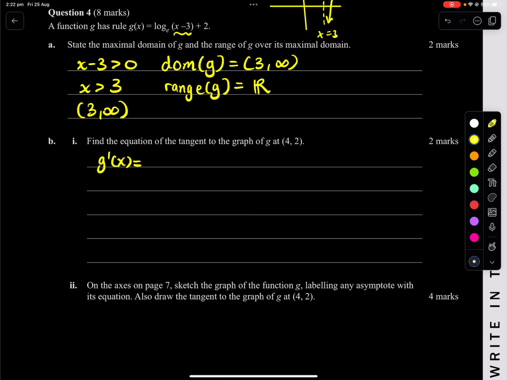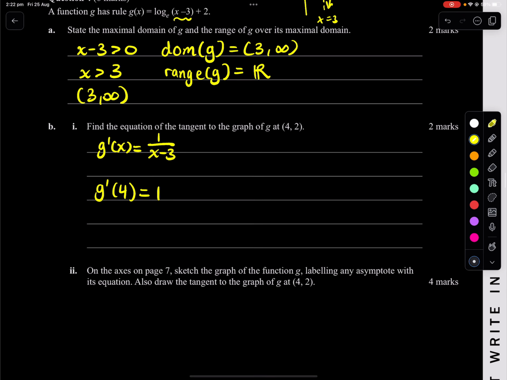It's 1 over x minus 3. Is that right? So the inside function derivative is just 1. And what's g dash of 4 at that point? So it's 1 over 1, so just 1.